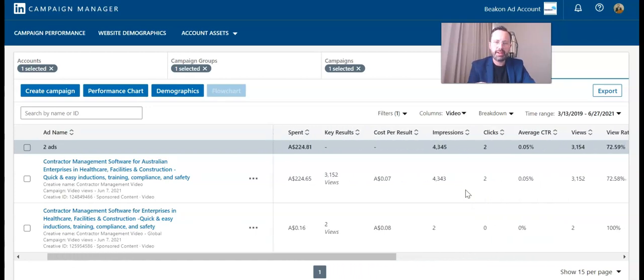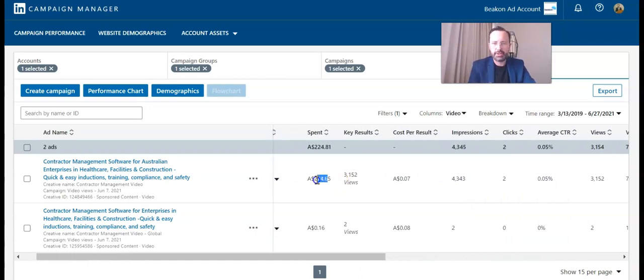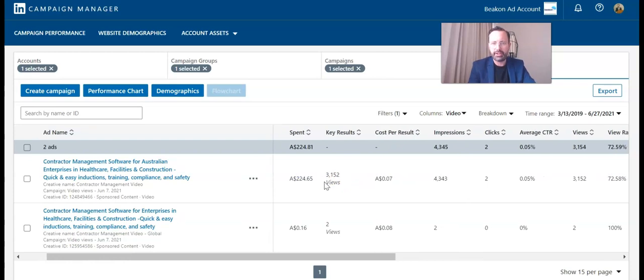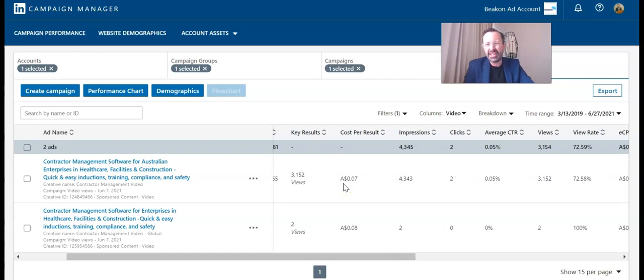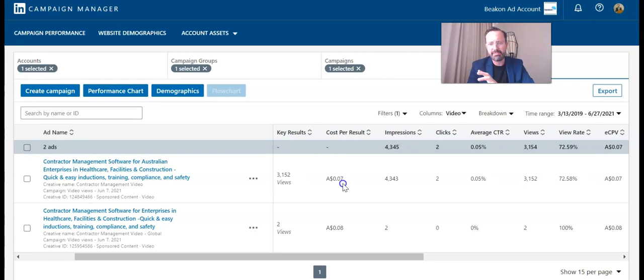So if we look at the amount that was spent, so 225 basically Australian dollars, we got about 3,000 views. But the thing is, a view doesn't really tell you much on LinkedIn. A view is somebody watched 2 seconds of the video. Are they going to recall anything after watching 2 seconds? No, I think that's kind of LinkedIn inflating their numbers a bit. And we see that it costs 7 cents to get people to view it for 2 seconds.